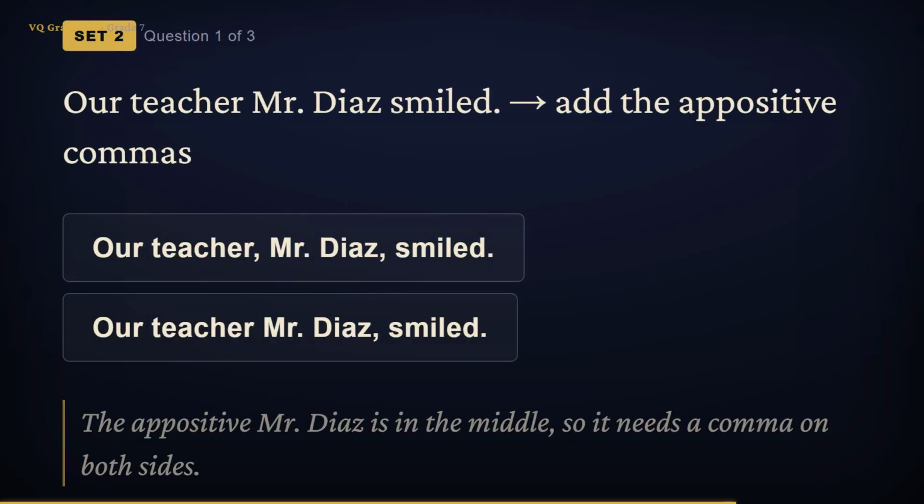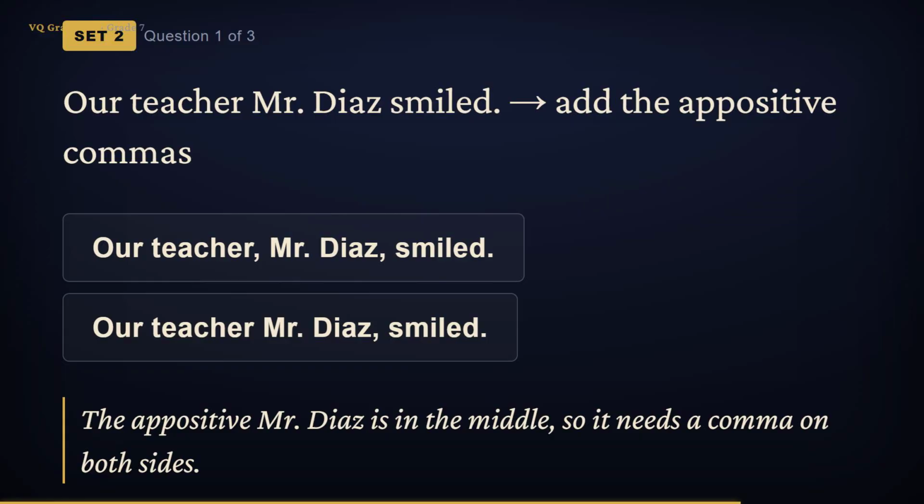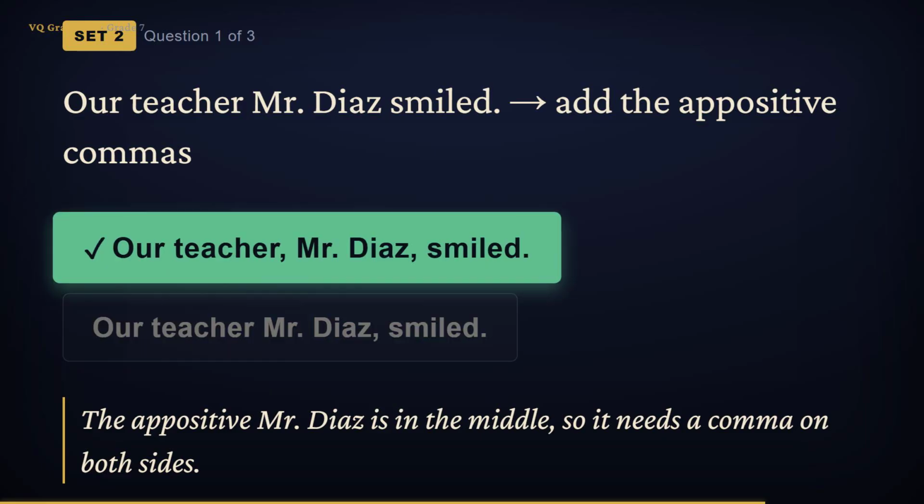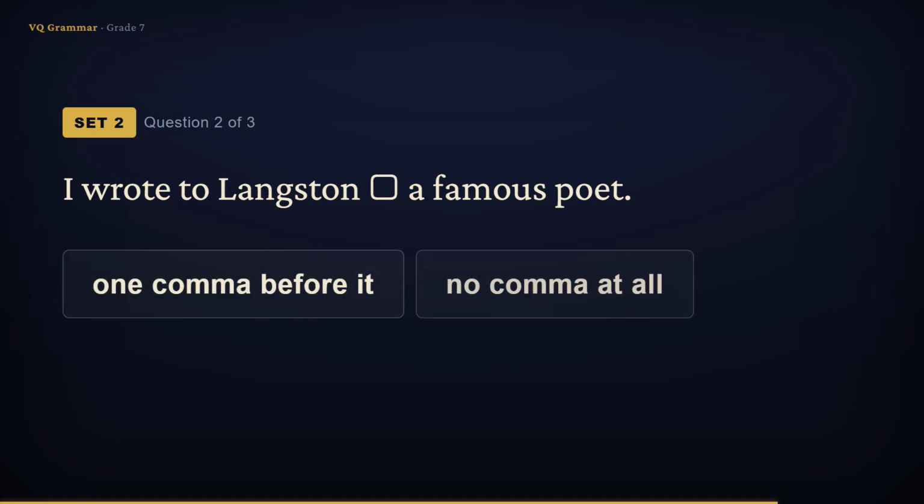Our teacher, Mr. Diaz, smiled. The name Mr. Diaz is an appositive renaming teacher, and it sits in the middle of the sentence. An appositive in the middle needs a comma before it and a comma after it. So the answer is our teacher, comma, Mr. Diaz, comma, smiled.